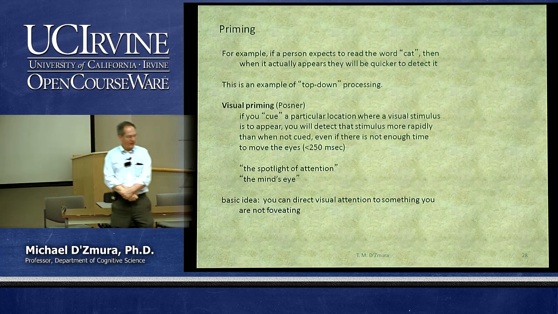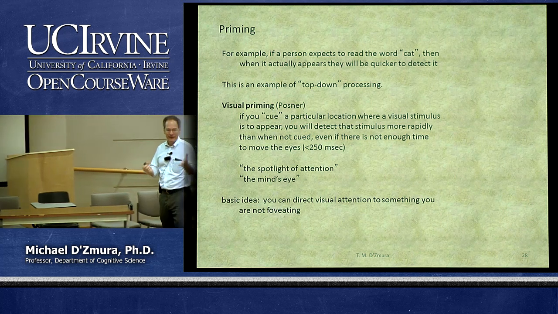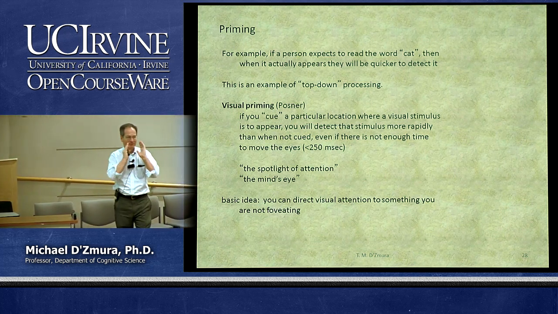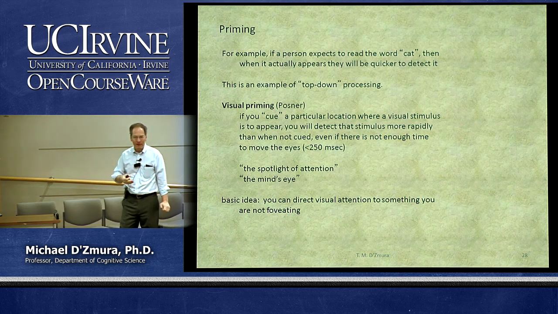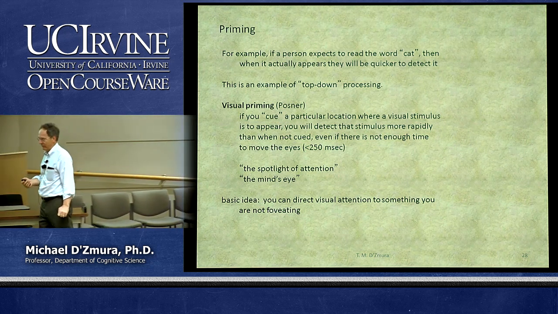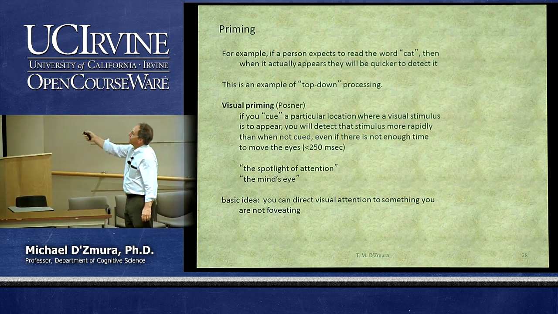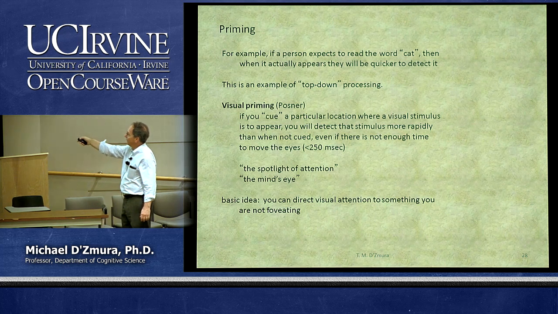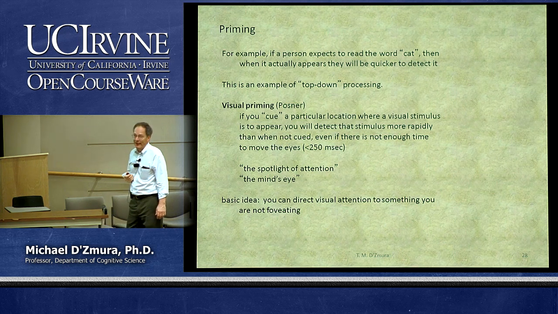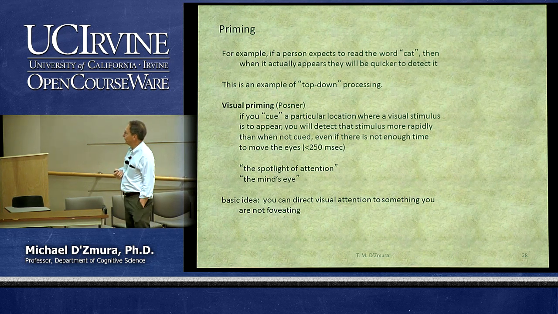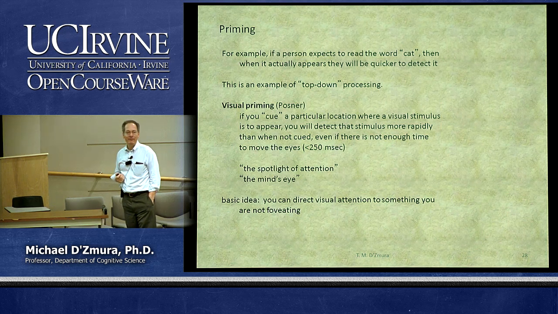And what Posner showed is that if you have a covert visual attention looking in some direction other than the one that you're already looking at, well, you can speed up detection and recognition of visual targets. So let me now go through here. This is an example of top-down priming. And in this experiment that we'll go through shortly, if we cue a particular location where a visual stimulus is going to appear, then you're going to detect that stimulus more rapidly than if you are not cued, even if there isn't enough time to move the eyes towards the cued location.